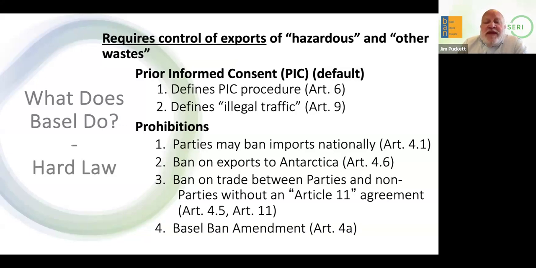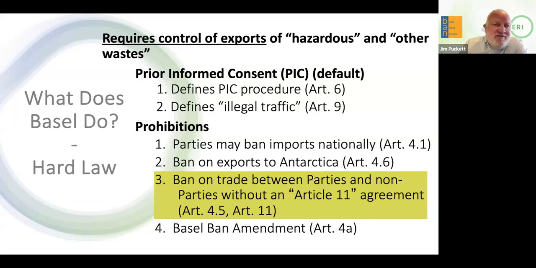And then there's the Basel Ban Amendment, which I mentioned, which is now new Article 4A, which is that prohibition of hazardous waste from developed to developing countries. The one that's really going to play a big role in this discussion today is this party to non-party ban. It applies to other wastes as well. So any controlled waste, if a non-party is involved, like the United States, nobody can trade with them absent an Article 11 agreement.